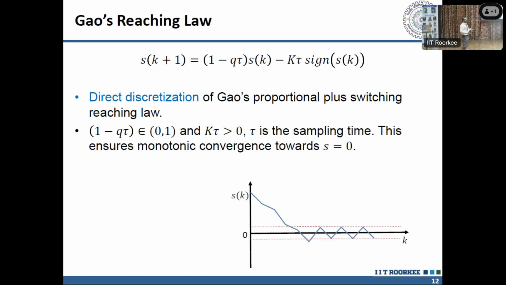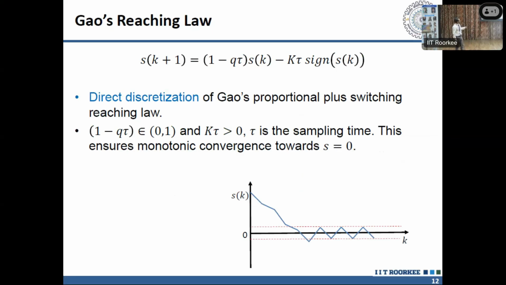This is the dynamics that he proposed, and you still see that these dynamics are not novel in the sense that it is not a new design from the discrete time viewpoint, but it is simply a discretization of the reaching law which was already there in continuous time. The proportional plus switching reaching law, it is simply a direct discretization of that. And this condition, 1 minus 2 tau is between 0 and 1, and k tau is greater than 0, tau being the sampling time, ensures monotonic convergence towards s equal to 0.